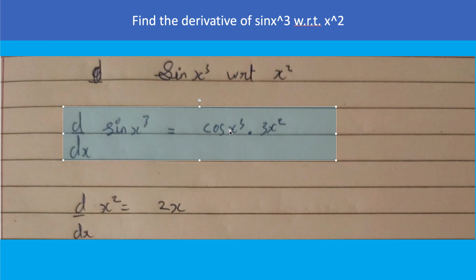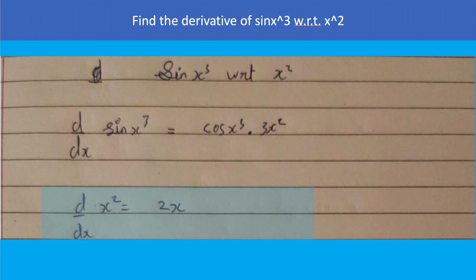So we say it is equal to cos x. But we have let x cube as x, so we put back the right value, which is x cube. Then we need to multiply this with the actual derivative of only x cube, which is 3x square. And in the same way, you will get the derivative for x square, which is only 2x.